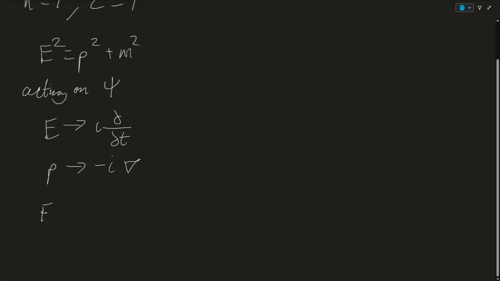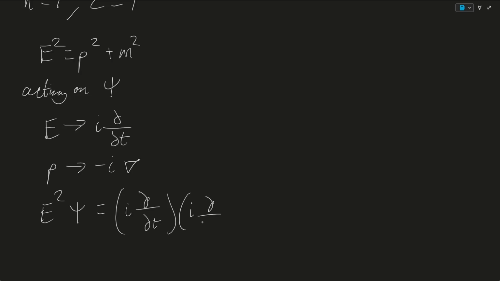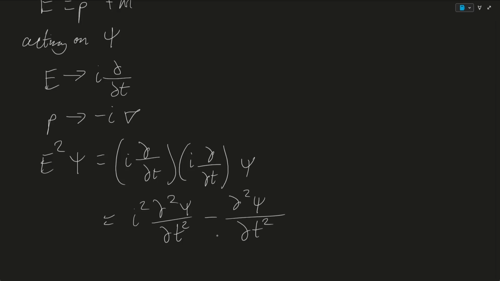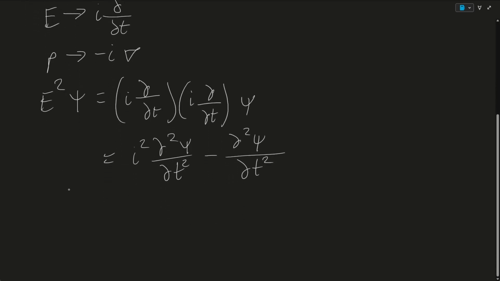And so what we can do here is square the energy operator directly. So E squared psi is equal to, now we're going to introduce our operators here, i times the time derivative times i times the time derivative acting on the wave function, which is equal to i squared times the second time derivative of the wave function, which is minus the second time derivative of the wave function. Yep, that looks good.